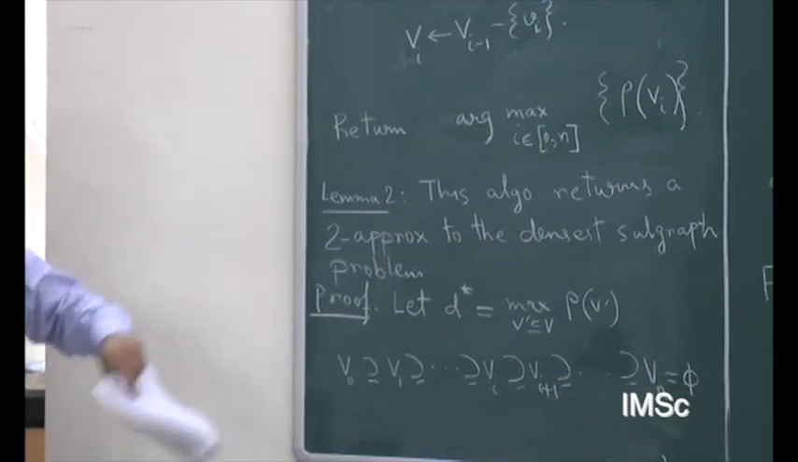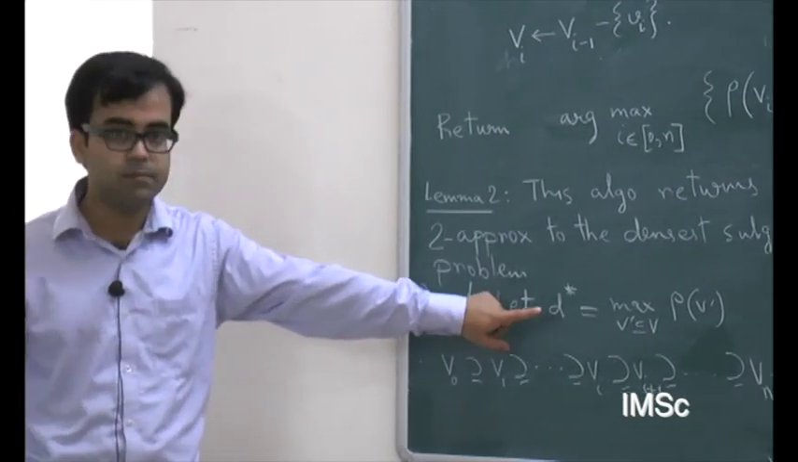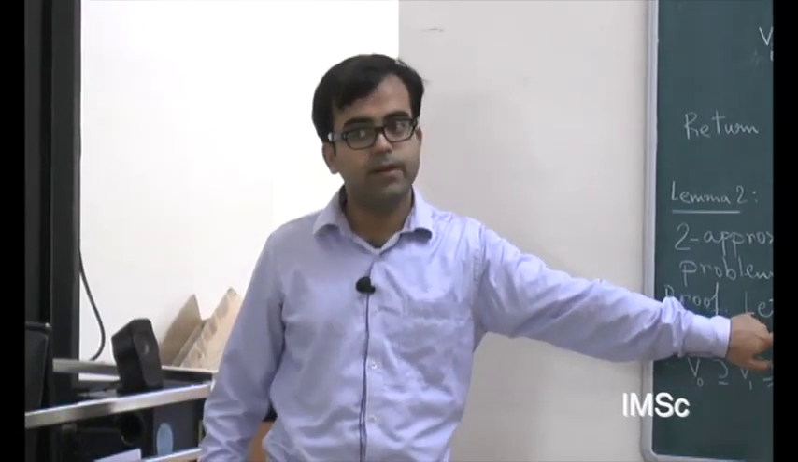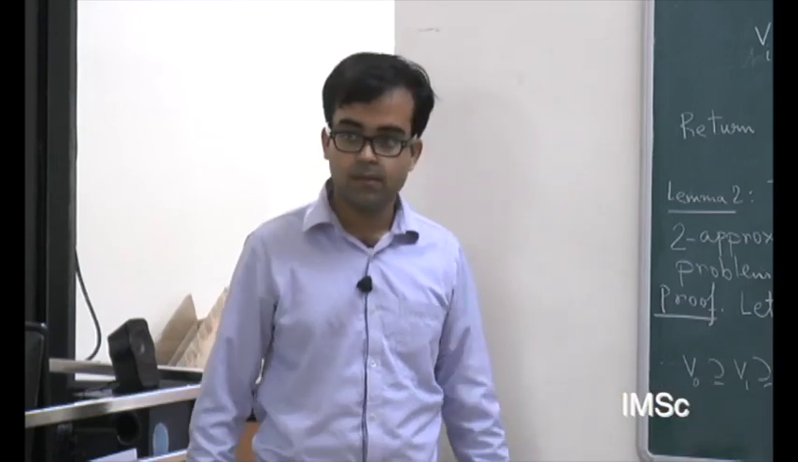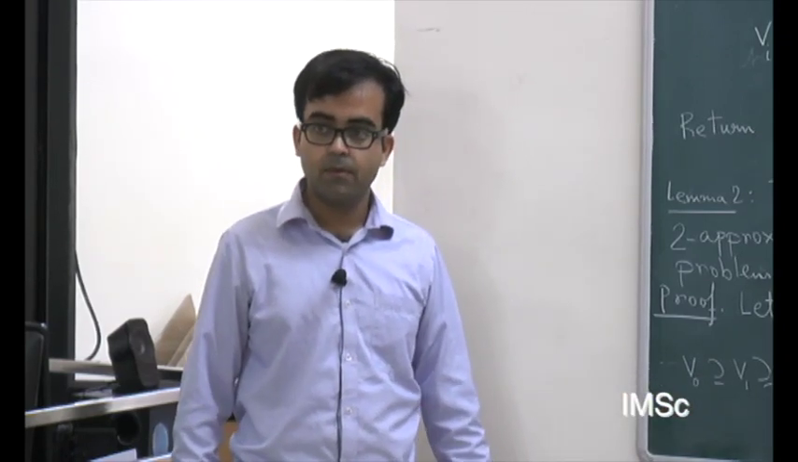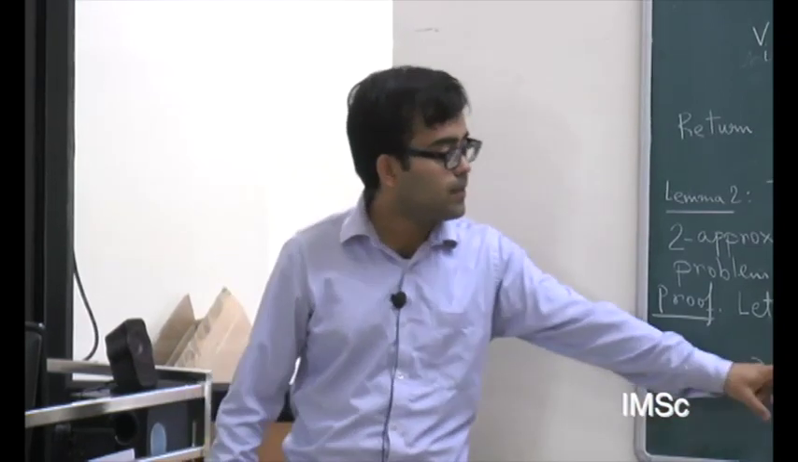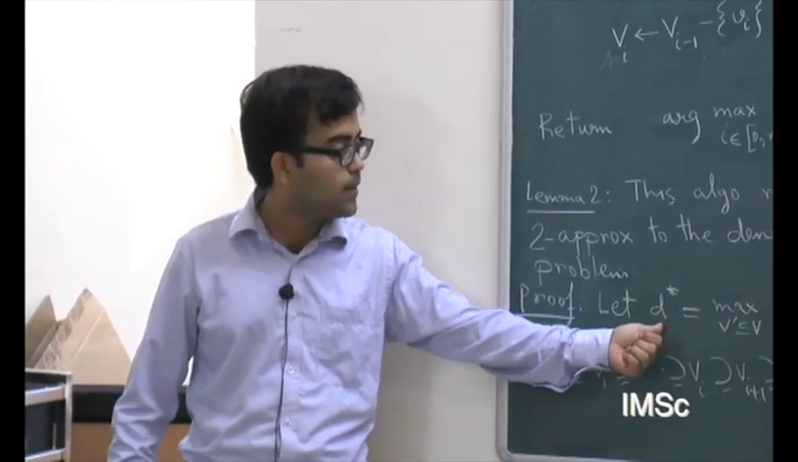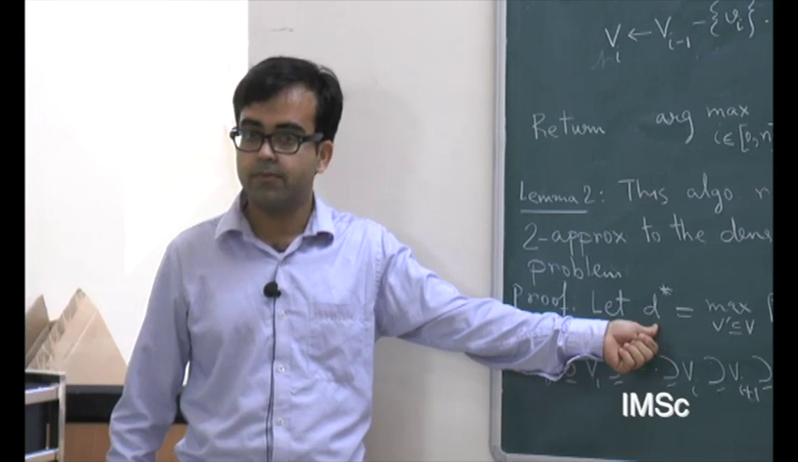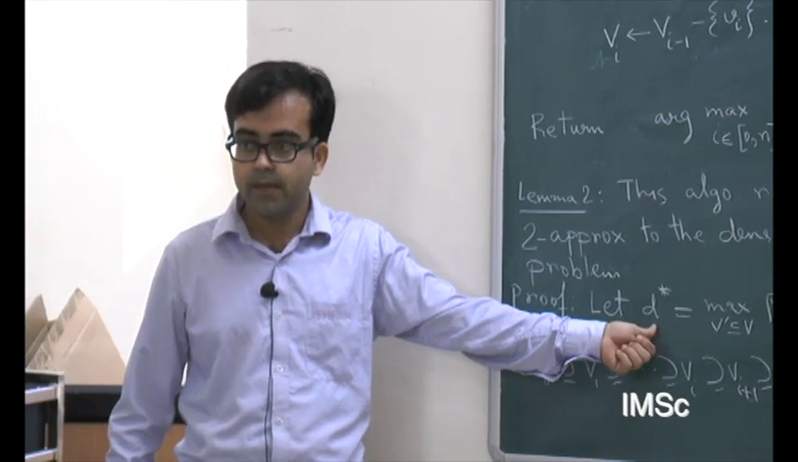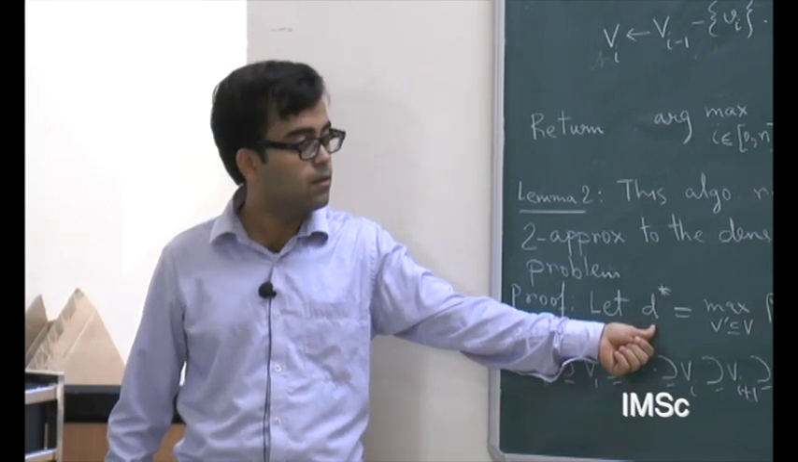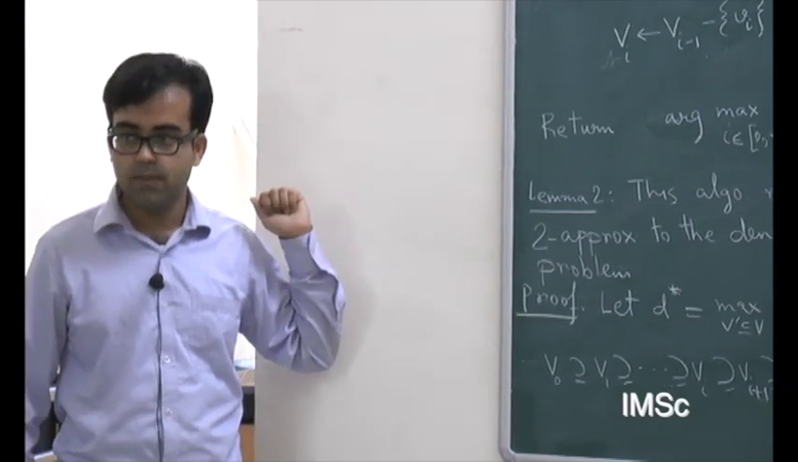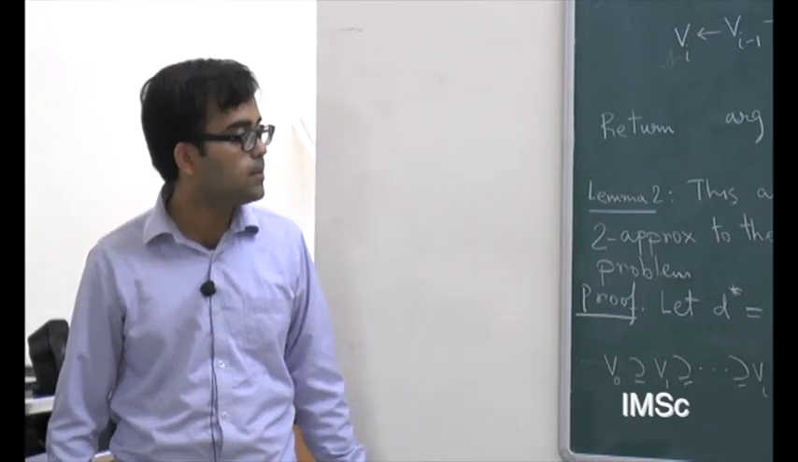Now, any idea, any guess as to the proof? I will just give you the hint. Consider D star and just look at this sequence. What do you need to show? That there is at least one node set in this sequence where the density is at least D star over 2, right? I'll just pause for 1 minute, because if you could figure it out yourself, it's even better.